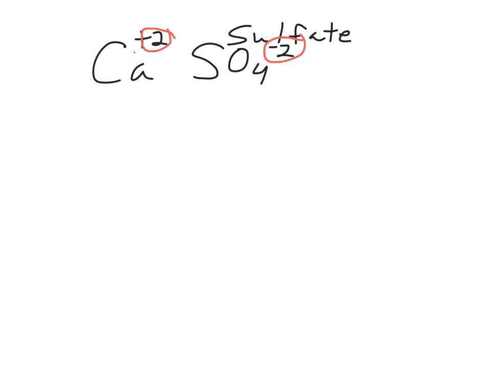Yes, so they cancel out. And all you have left is just the element CaSO4. Now, this number on the bottom never moves. Let me say that again. This number on the bottom never ever moves. If you move that number, it's already wrong.